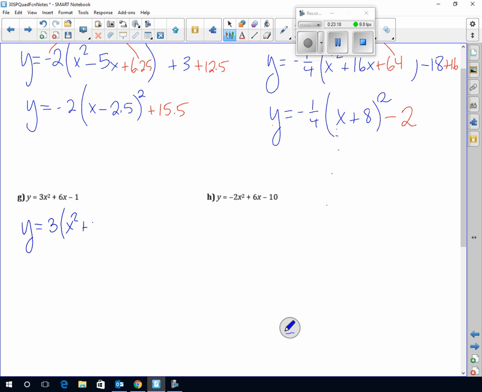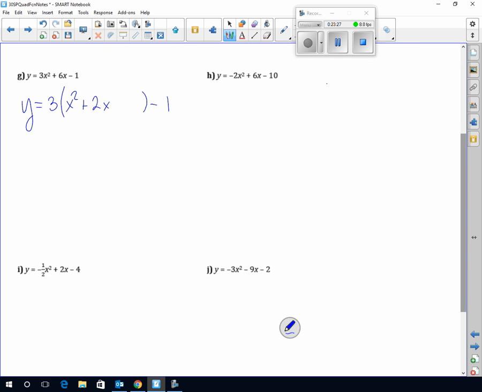I'm taking half of positive 2. What's that? Plus 1. I'm squaring it, so I'm adding 1. But really, I'm not adding 1. I'm adding 3 to it. So I need to subtract 3. So my final answer is that.